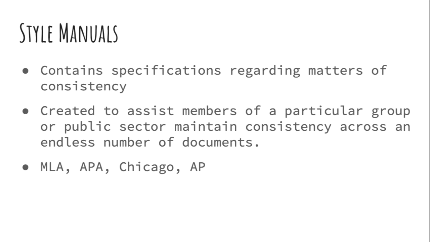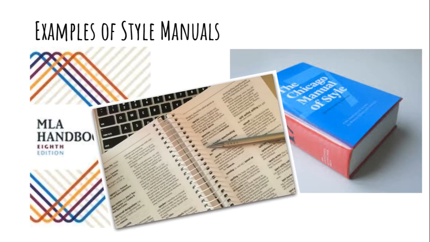They are created to assist members of a particular group or public sector to remain consistent across an endless number of documents. You're already familiar with style manuals if you've ever applied a documentation style to a research paper to cite your sources. MLA, APA, and Chicago are all examples of style manuals. Another important style manual is the Associated Press's AP Style Book.